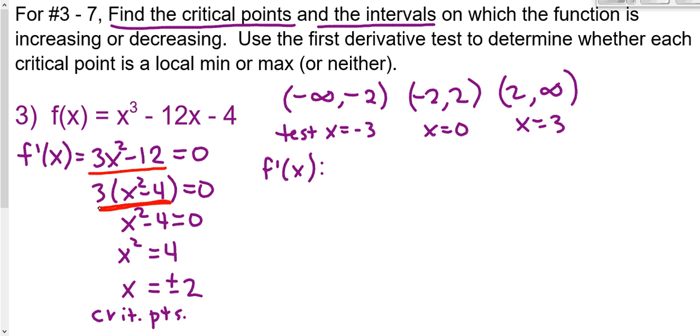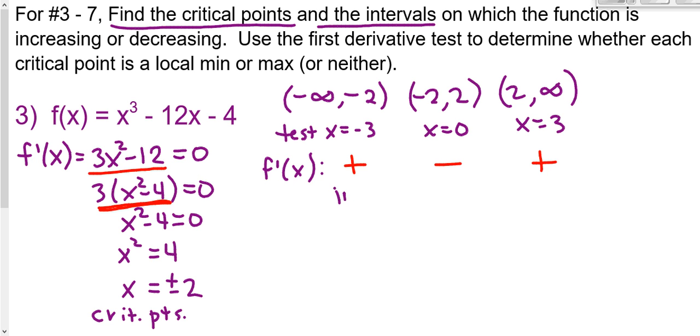Negative 3 squared is 9. 9 minus 4 is 5. 5 times 3 is 15. That's positive. Let's move on and test 0. 0 squared is 0. Minus 4 is negative. Times 3 is negative. The derivative is negative. Let's test 3. 3 squared is 9, minus 4 is 5, times 3 is 15. That's positive. So now we know the intervals on which the function is increasing and decreasing.